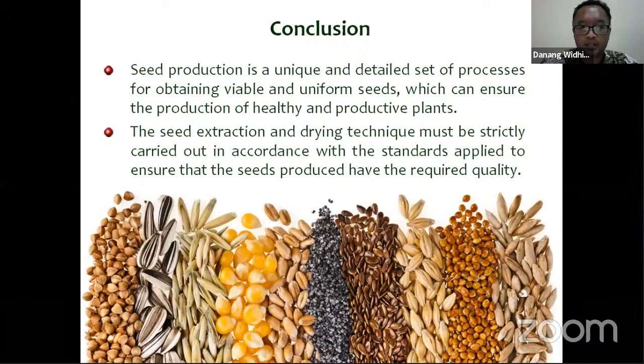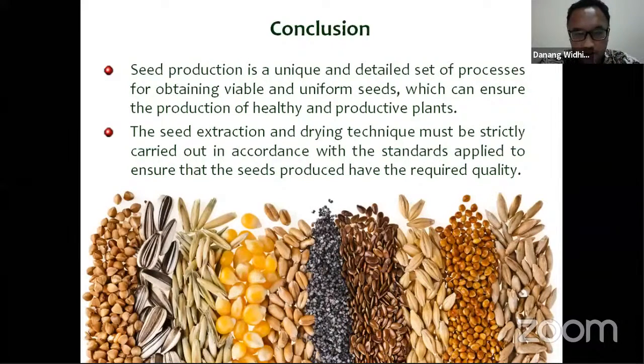Ya, berikut mungkin adalah kesimpulannya bahwa produksi benih ini adalah satu proses yang unik dan terperinci untuk memperoleh benih yang viabel, yang hidup, ya, dan juga seragam, bisa memastikan bahwa benih itu akan bisa menghasilkan tanaman yang sehat dan produktif. Nah, beberapa hal yang perlu diperhatikan, terutama di dalam produksi benih, adalah dari proses ekstraksi benih dan pengeringan benih yang harus dijaga betul-betul supaya benih yang dihasilkan ini memiliki kualitas benih seperti yang diharapkan.